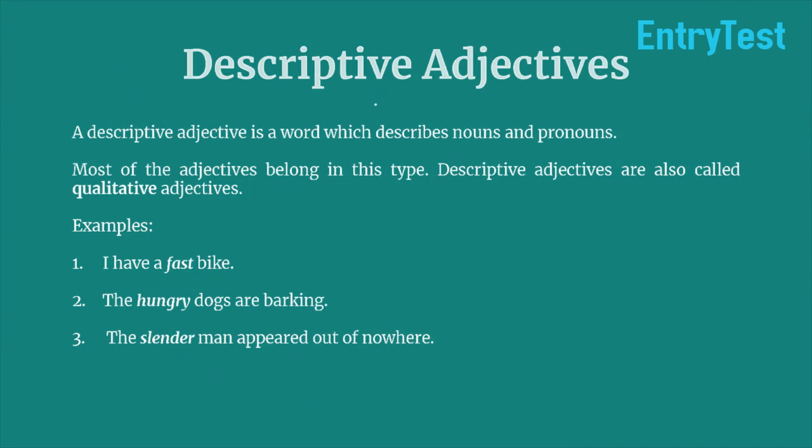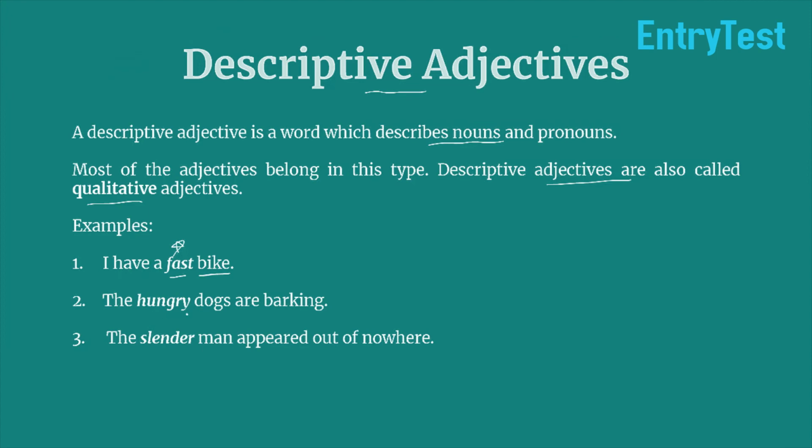First, we'll discuss descriptive adjectives. Now friends, these are the easiest adjectives, and these are also the most frequently used adjectives. So these are the words which describe a noun or a pronoun. Basically, they provide you information related to the quality of the noun or pronoun. So these are also called qualitative adjectives. Let's see their examples. The first is, I have a fast bike. Now bike here is the name of a thing, so it's a noun, and how the bike is, it is fast. So it is describing the quality. So fast is going to be an adjective.